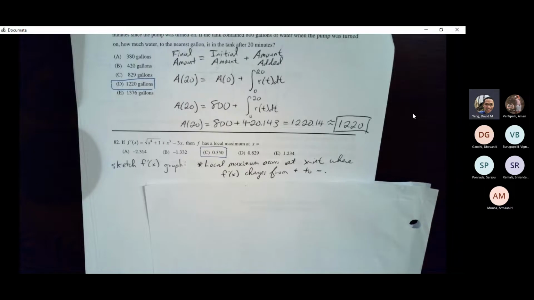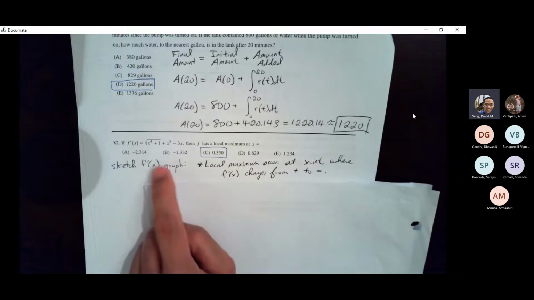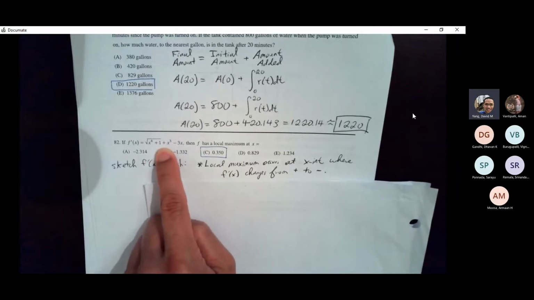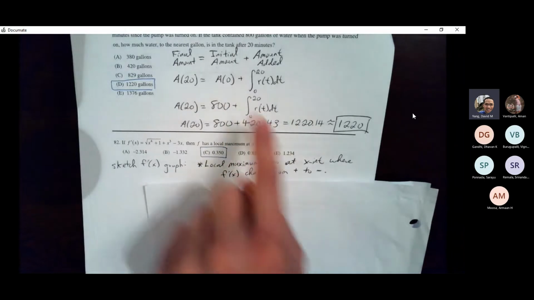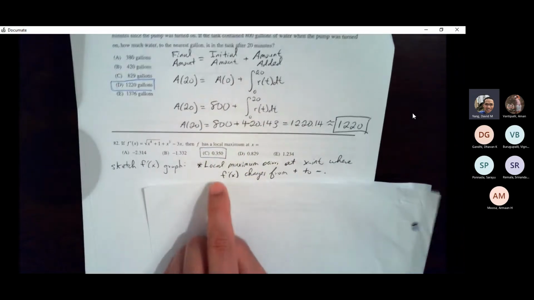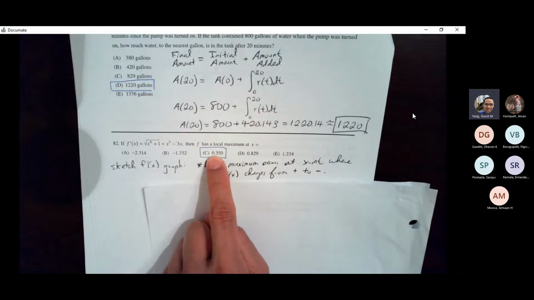Okay, f prime equals this graph here. So we can enter this into our calculator. After we graph it, we look for the x-intercept, and the x-intercept will tell us it's at 0.350.